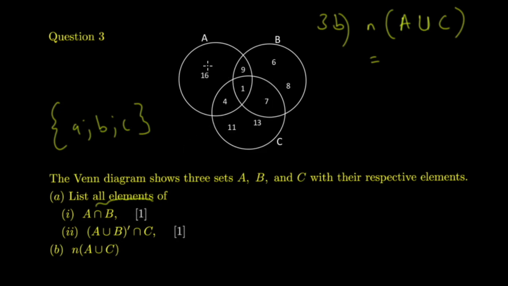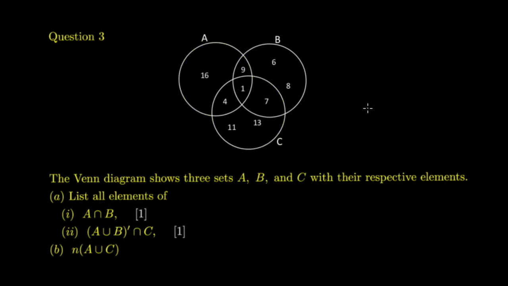A union C means A uniting with C. So again, it means this part. This part is A union C. That's A uniting with C. If they were to combine, all these elements would be there. So you're not looking for the elements themselves. You want their number. How many are they? That's what it means. So 1, 2, 3, 4, 5, 6, 7. So your answer would be 7. So that's it for the third question.